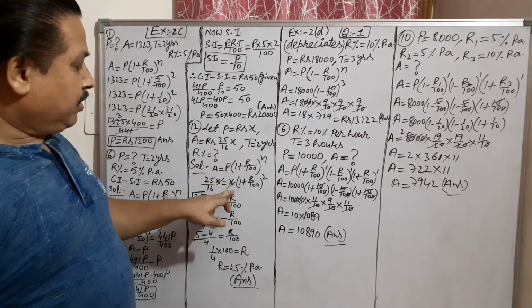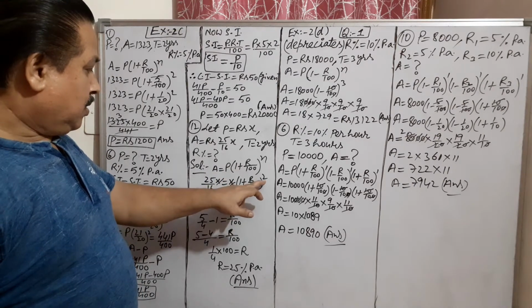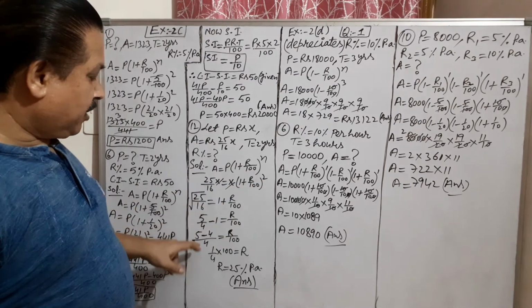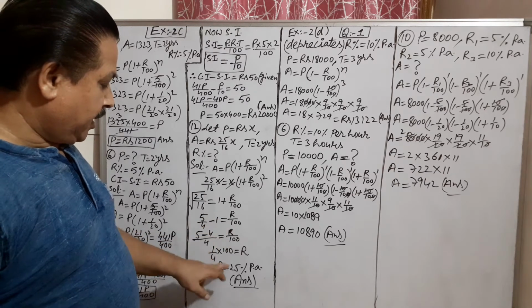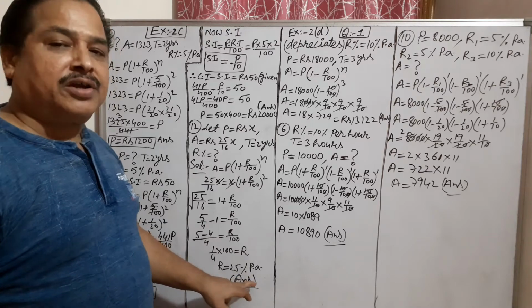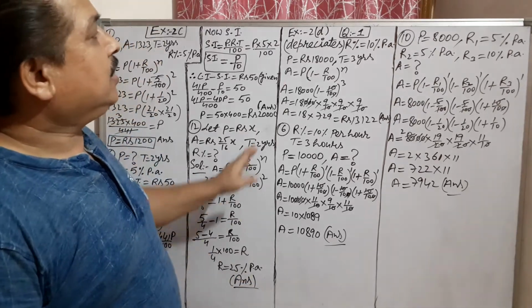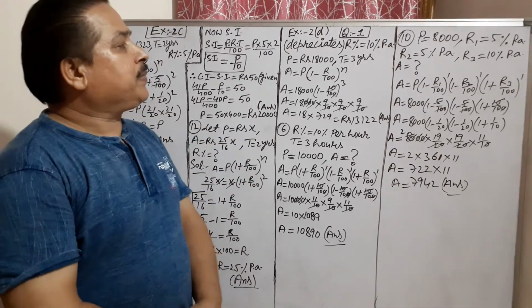So put the values here in the formula. Remove the square, the square root will come this side, and calculate this. Take 1 this side with minus, take LCM. So rate will come as 25% per annum. Answer. Now see exercise number 2D.